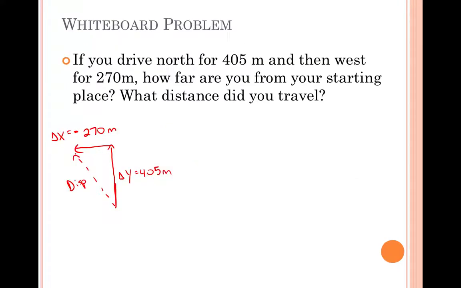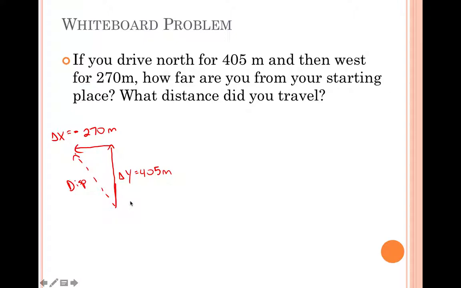Okay, so now we've got a similar one. If you drive north for 405 meters and then west for 470 meters, how far are you from your starting place? And what distance did you travel? Well, the distance you traveled, the second part of this, that's just super easy. Distance is the sum of the path traveled. Well, there's part of the path, there's the other part of the path. Add those up, that's the distance traveled. How far you are, that's this displacement piece right here.